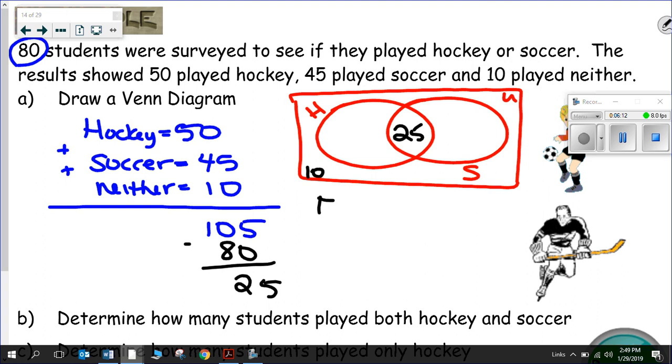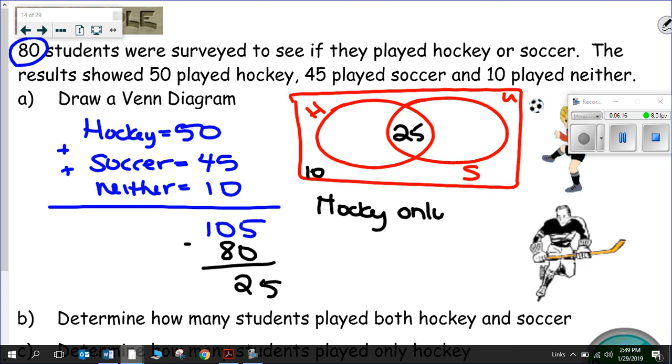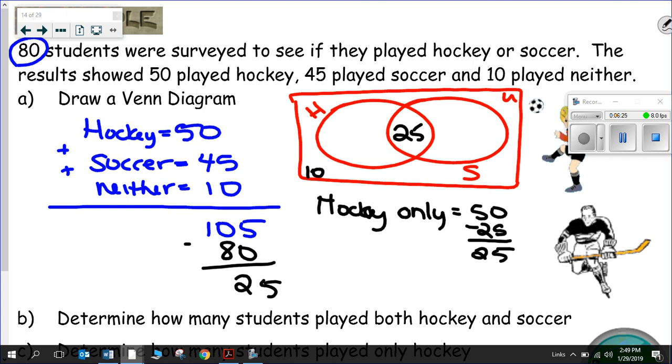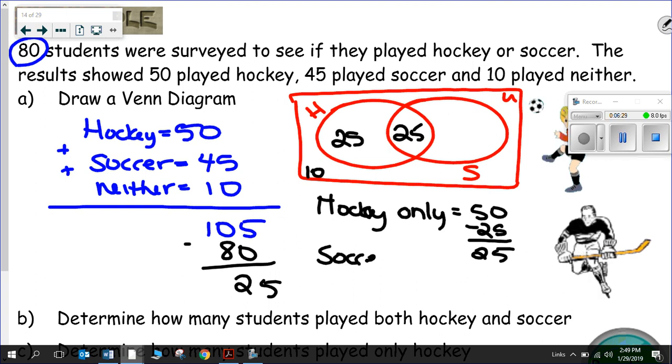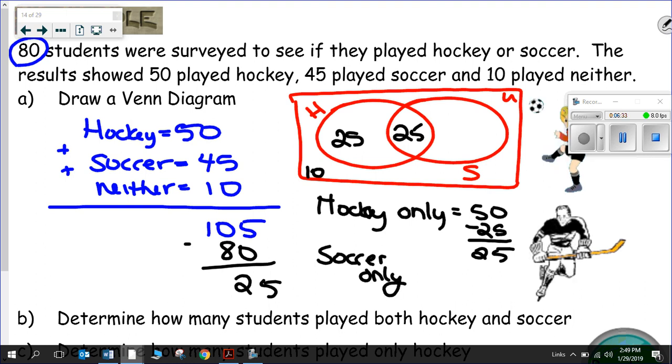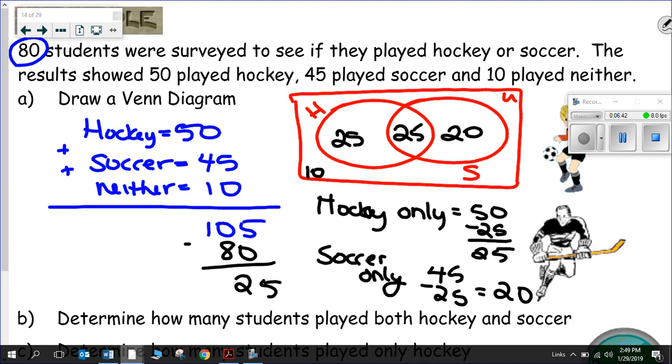If I'm trying to find my hockey only, I would take my hockey number, which was 50, and subtract off the 25 that play both. So 25 play only hockey. If I would like to find my soccer only, I take my total amount of soccer, which was 45, subtract off the 25 that do both. That leaves me with 20 that only play soccer. And now I can answer the questions.